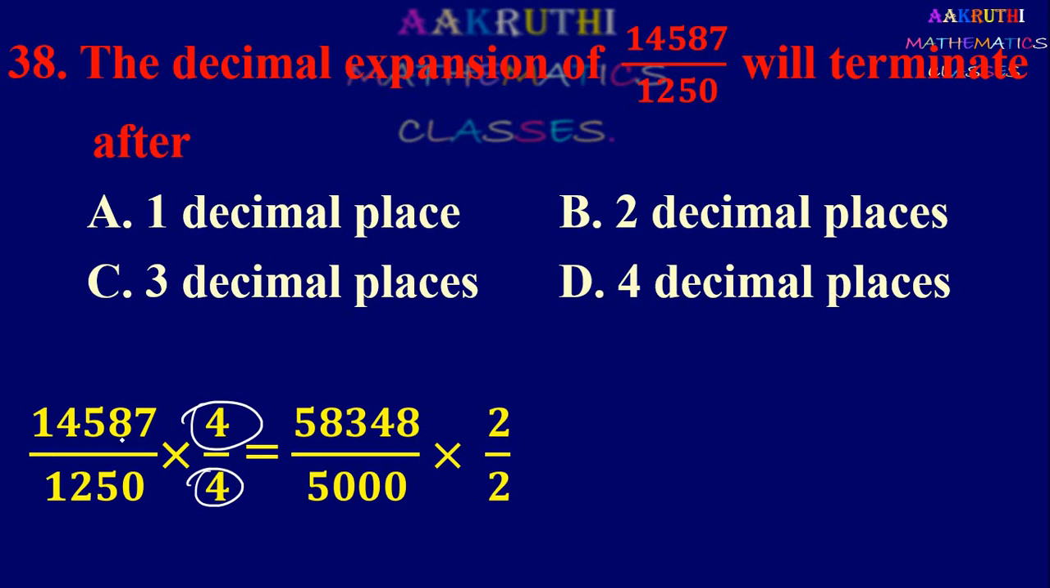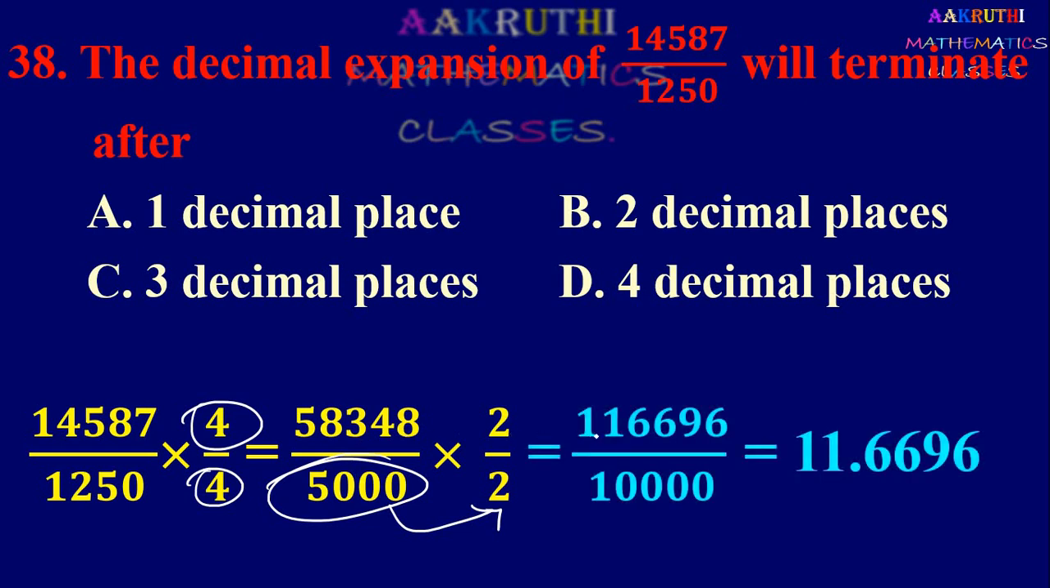So that is 14,587 into 4 is 58,348 and in the denominator we get 5,000. And again we multiply numerator and denominator by 2 to get 10,000. So we get 58,348 into 2 is 1,16,696 divided by 10,000, which is equal to 11.6696. Therefore the decimal expansion of the given number will terminate after 4 decimal places, which is option D. So here also the correct option is option D.